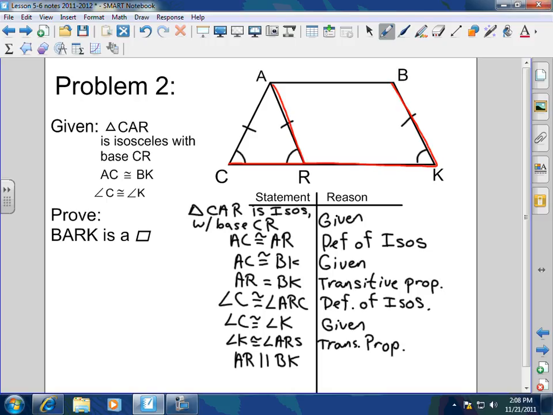How do I know that? Well, if corresponding angles are congruent, then you have parallel lines. And now that those are parallel, what can I prove? Quadrilateral BARK is a parallelogram.